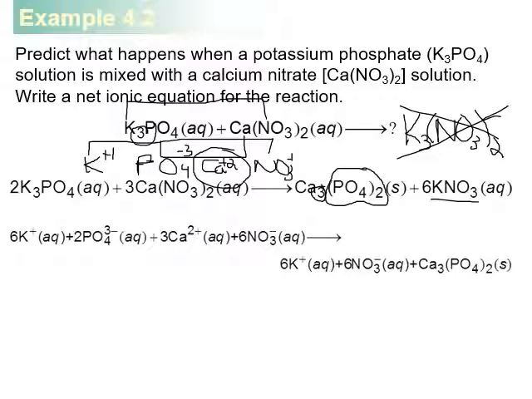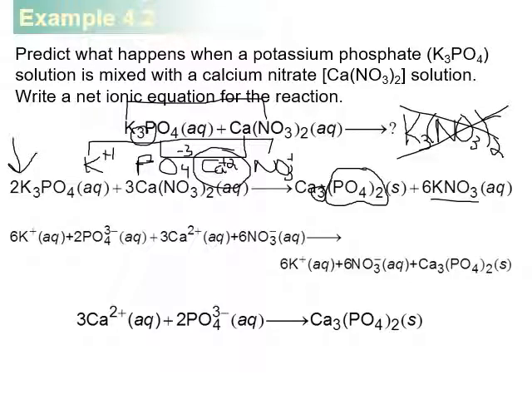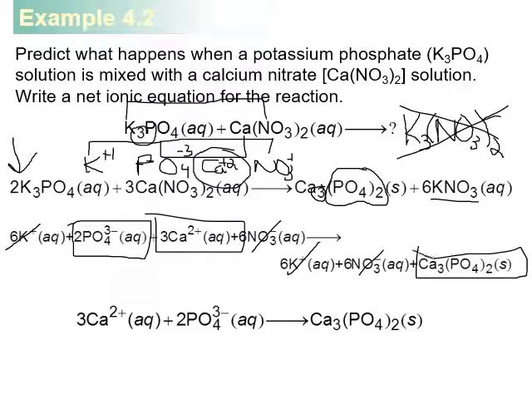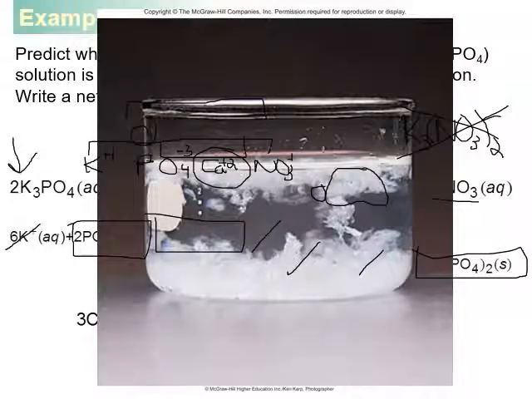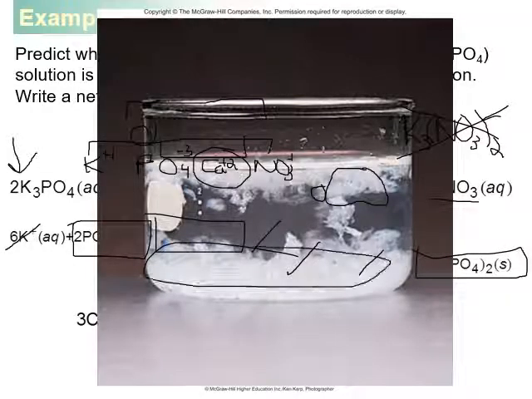So this is what you're seeing here. This was your molecular equation. Now we're seeing the complete ionic equation and then the net ionic equation. So your spectators here look to be potassium and nitrate. And then you're left with phosphate and calcium, calcium phosphate, which was insoluble. And there's a picture of it. It's a white salt solid.